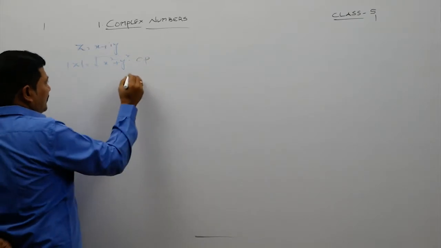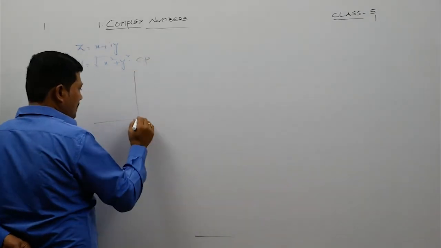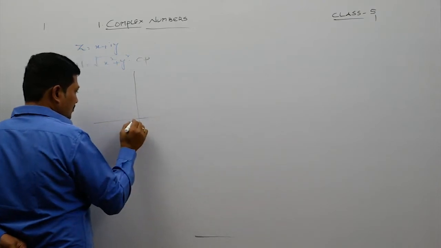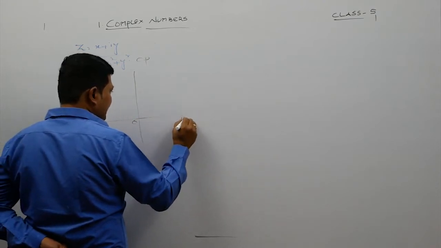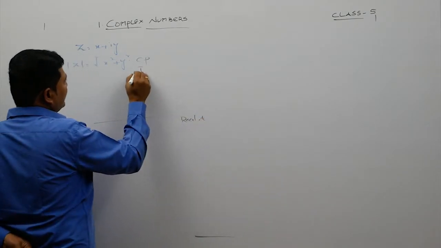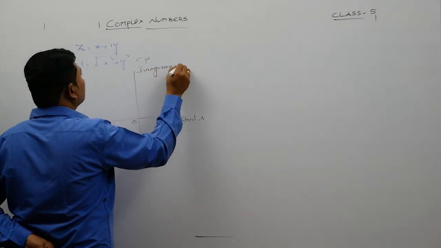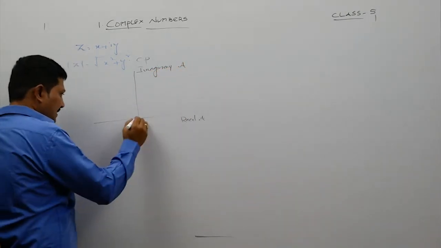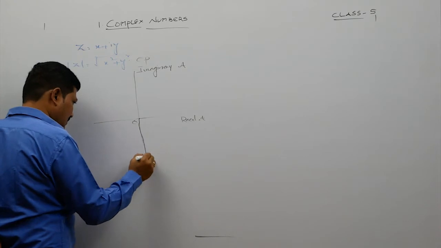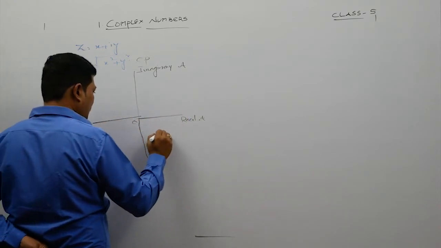And yesterday we drew that Argand plane. So this is called origin, this is called as real axis, and this is called as imaginary axis. And this plane is named as Argand plane.